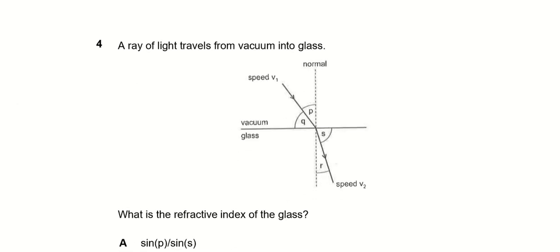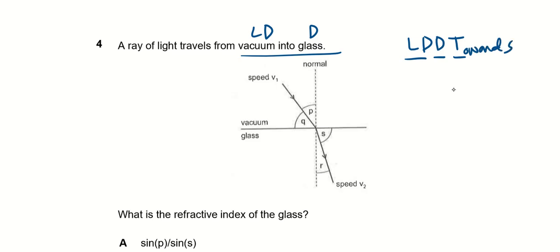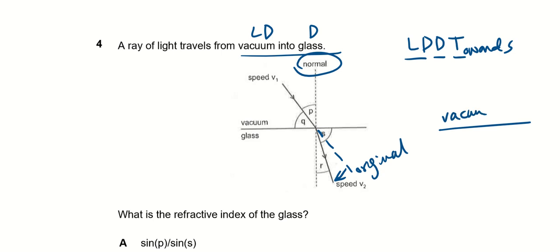A ray of light travels from vacuum into glass. So this is less dense going to denser. Do you remember LDDT? Less dense to denser, it bends towards the normal. If this is the incident ray, and we draw the original path, we see that the light bends towards the normal. If they just give you a vacuum and glass and a light ray like that, please remember to draw your own normal. Normal is very important.